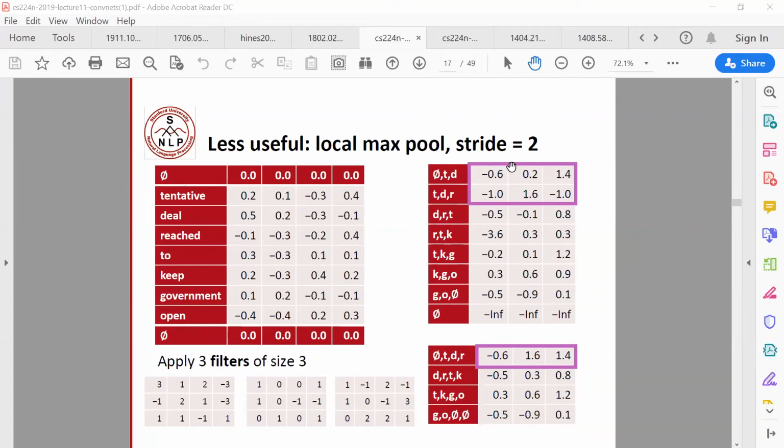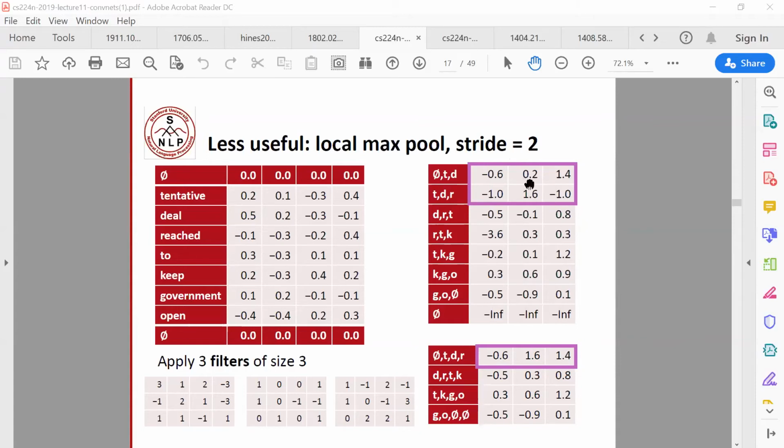So how does that work? Well, we start with this. I think you need to have an even number, and that's why we had 7. He has to have 8 in order to make this work. So the first one, max pool, is looking at the max of this column, max of this, and that gives you minus 0.6. Max of this is 1.6. The max of this is 1.4.